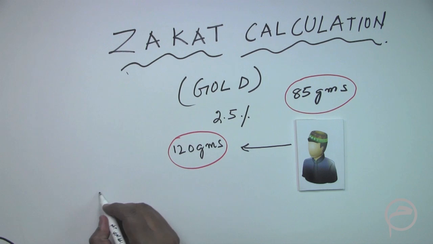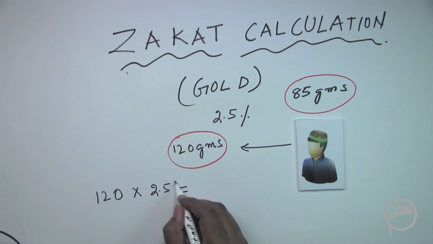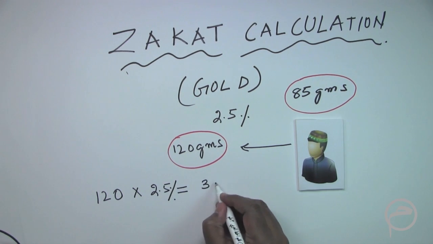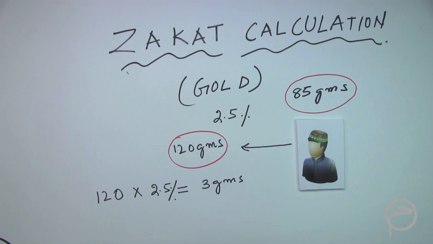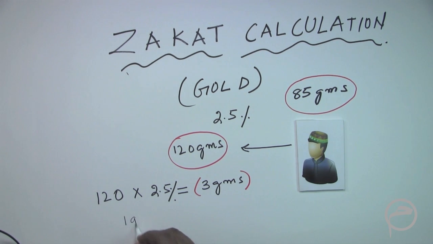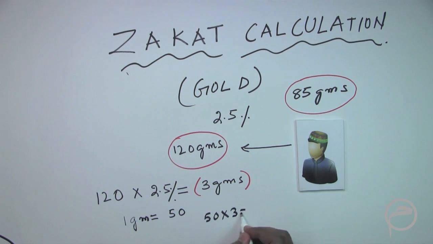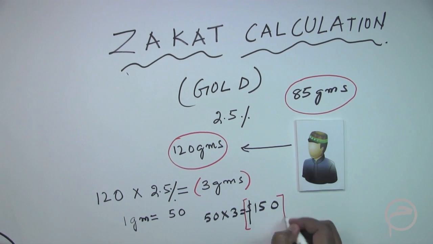So how do we calculate this? 120 grams into 2.5%, which will be 3 grams. For ease of understanding, for example, 1 gram of gold is equal to $50. Then this person has to pay 50 into 3, that is $150 as zakat.